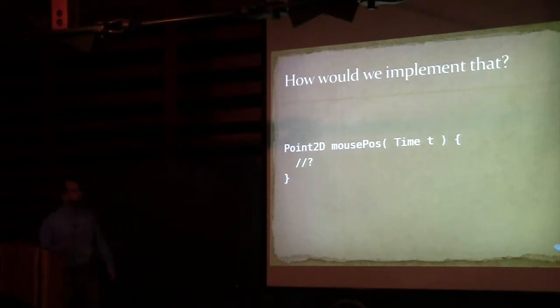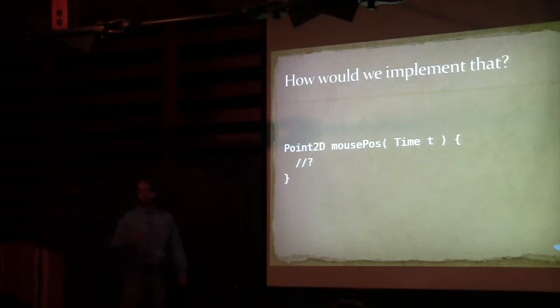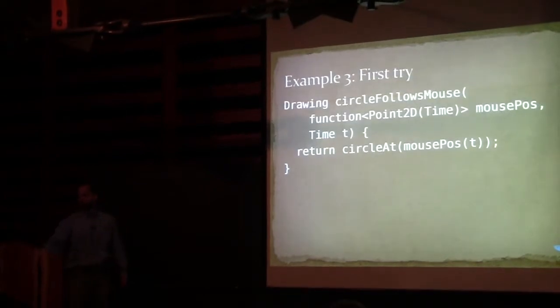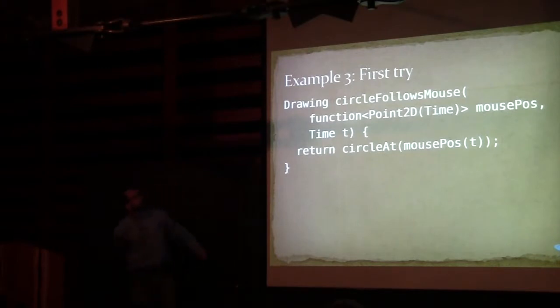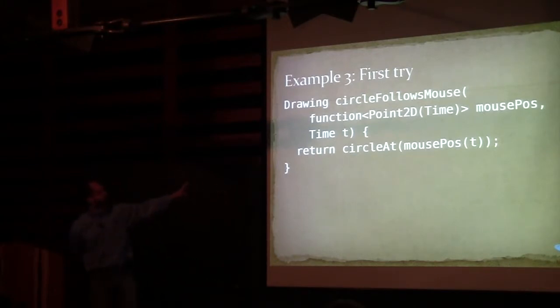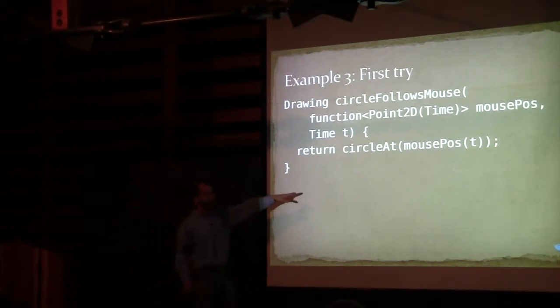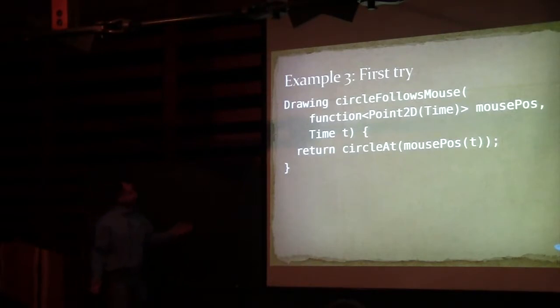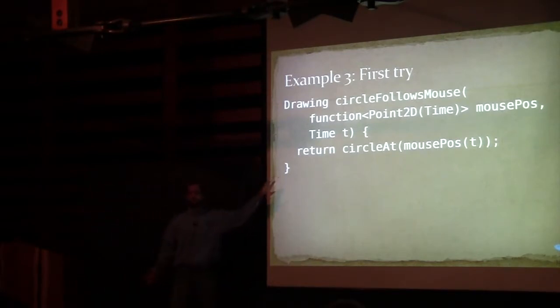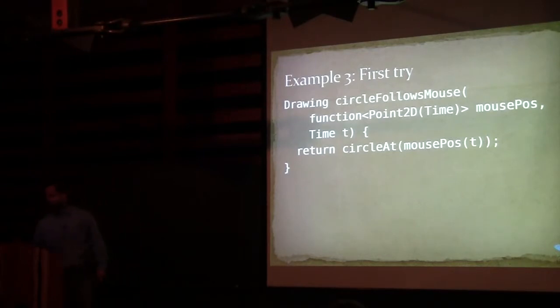And let's try to implement that function where the circle follows the mouse, using this semantic language. We have a function. It takes in this magical mouse position function. It takes in a point in time, and it returns a drawing that corresponds to that point in time. So presumably we have a circle-at function which returns a drawing. It takes in a 2D point and will return a circle at that position. So does this make sense for everybody? Pretty simple. It would be really nice if we could have a magic function like that.